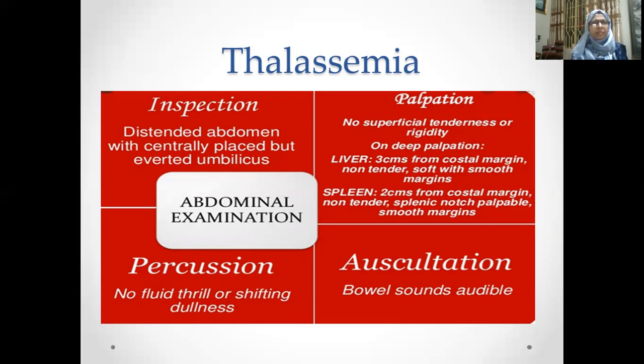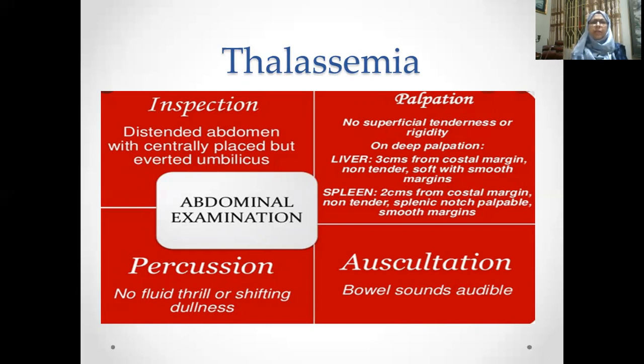The margin is usually sharp, it is non-tender, and the surface is smooth. And you have to percuss for the upper border of liver dullness. It is usually at the right fifth intercostal space at the right mid-clavicular line.